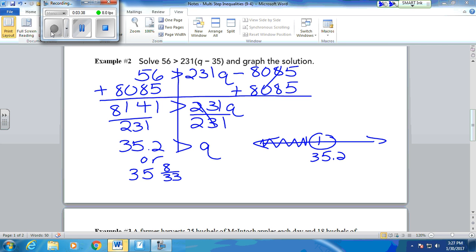Okay, be sure to go ahead and check your work. Be careful because the variable is on the right side and not the left side. Be extra careful with your shading. You need to be shading to the left here. All right, moving on to the back.